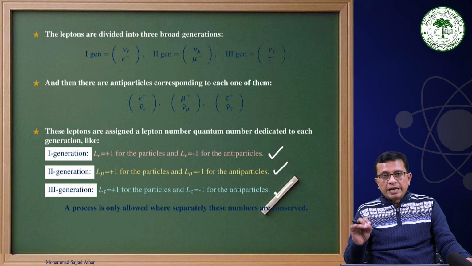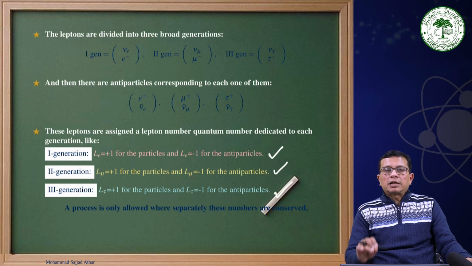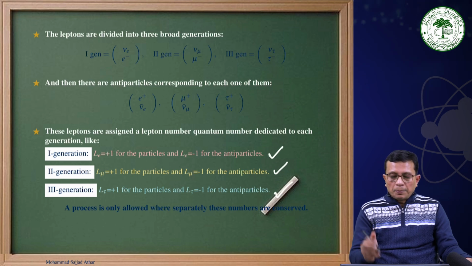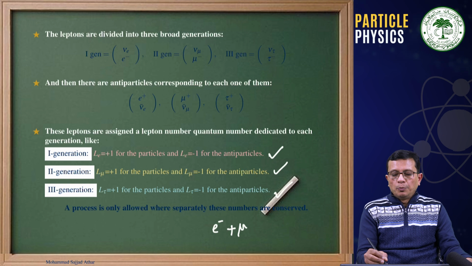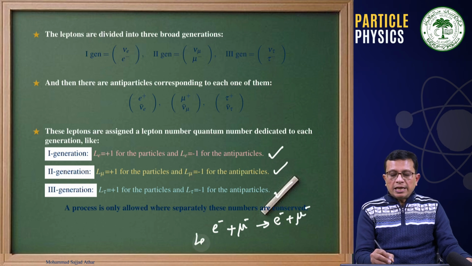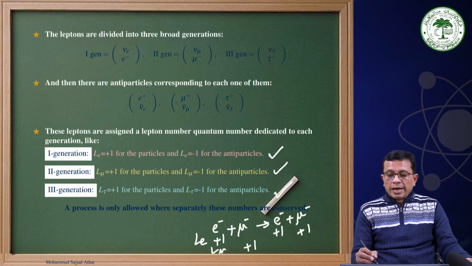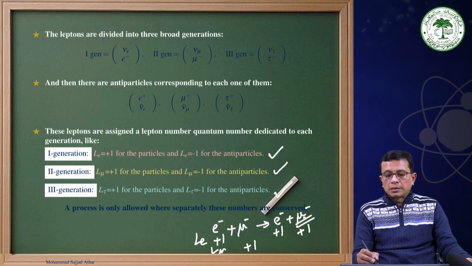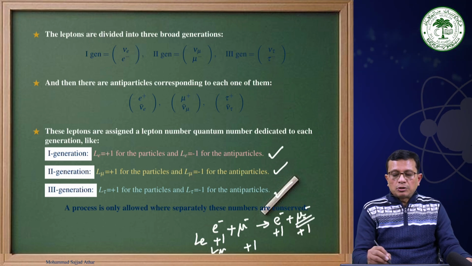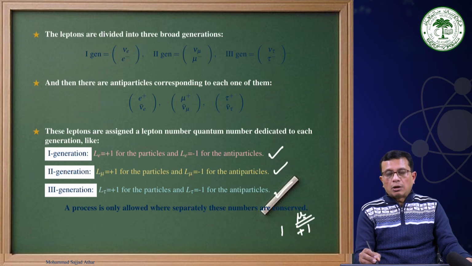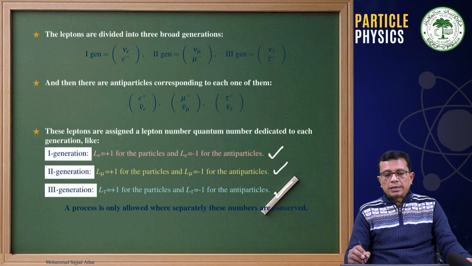That means if we see any violation of these lepton numbers, then that process will not be possible. For example, if I write e minus plus mu minus scattering going to e minus plus mu minus in the final state, and I assign electron-lepton number, this will be +1 for this and +1 for that. Similarly, muon-lepton number will be +1 for this and +1 for that. That means instead of this mu minus, I cannot write any other particle like tau minus or sigma minus, because then we would have a violation of electron-lepton number, muon-lepton number, or tauon-lepton number. And this we will discuss in the next slide.